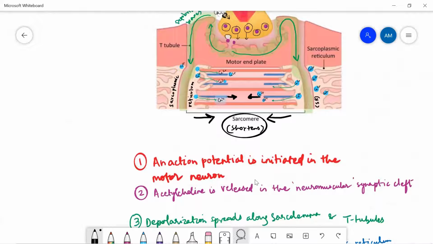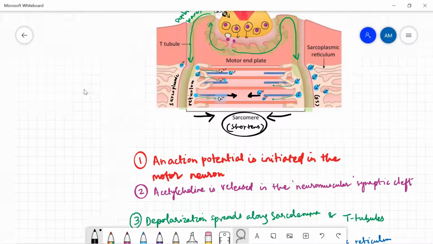Acetylcholine is being released in the neuromuscular junction, that is the synaptic cleft. Acetylcholine binds to the receptors on this muscle fiber. So right now you're looking at a sarcolemma, which is highly grooved, and you can see T tubules. As soon as this sarcolemma is depolarized, an action potential is generated, and the depolarization waves are also traveling into the T tubules.